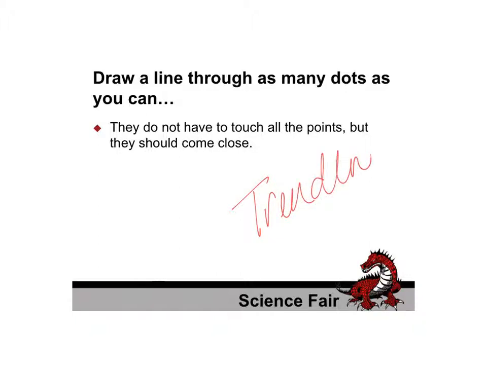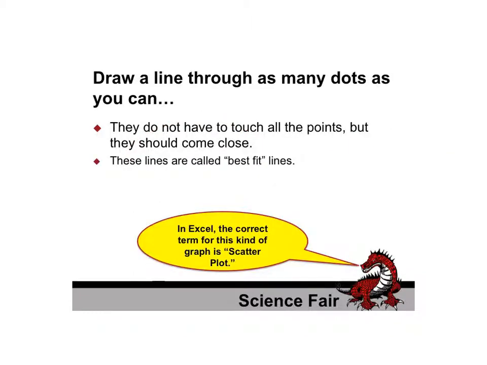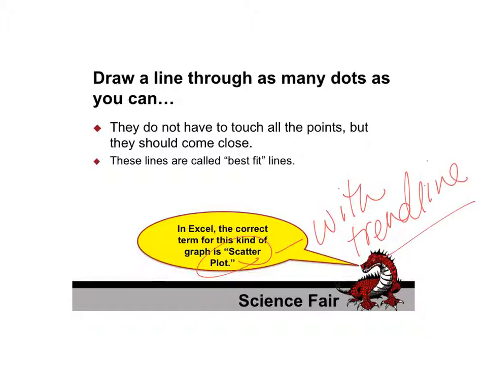And it does it for you. You don't even have to think about it. So using Excel for this is really important. They don't have to touch all the points when you're drawing these lines, but they should come close if you're doing it by hand. This is called a best fit line. The kind of graph is called, like I said, a scatter plot or scatter plot with the trend line. And you want to always make sure you add that trend line in.